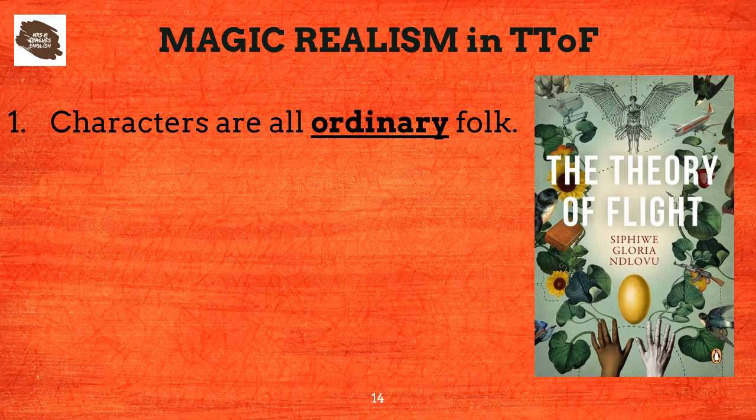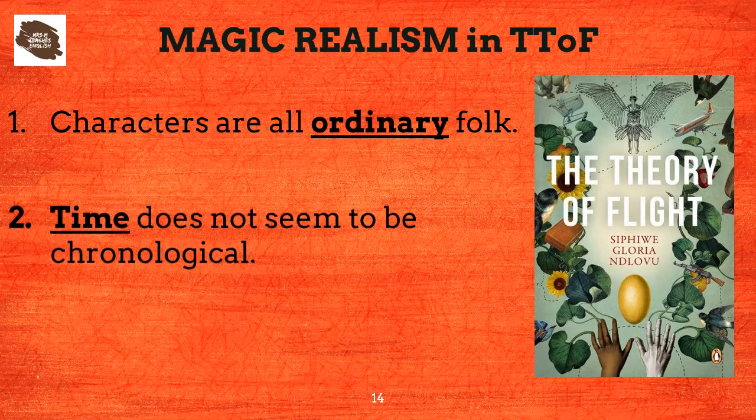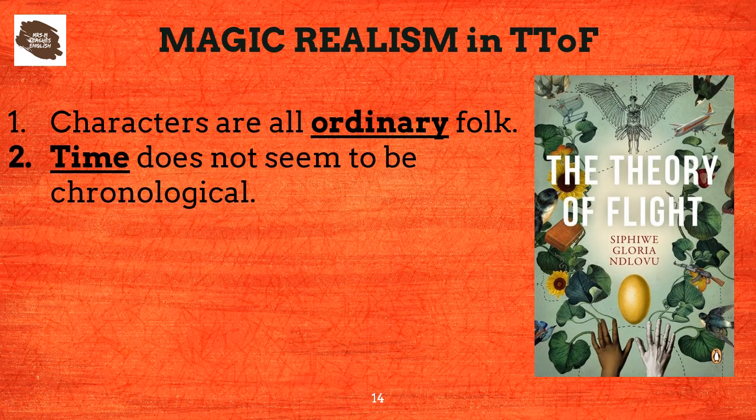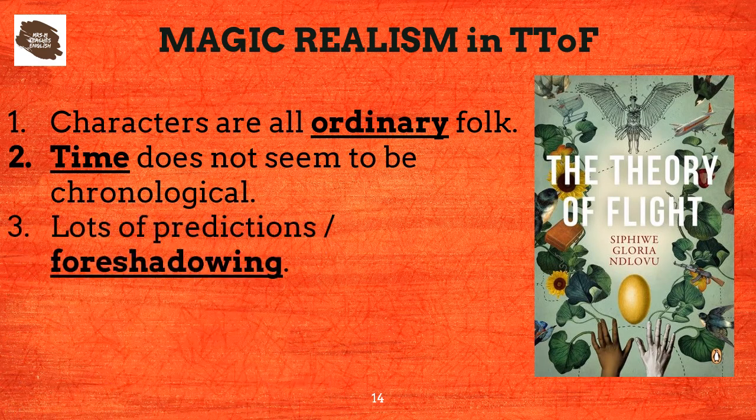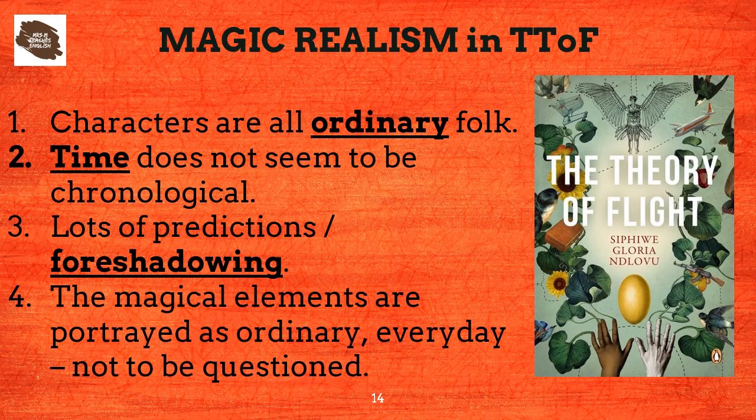So what do we see that is magically realistic in The Theory of Flight? Well, firstly, the characters are all very ordinary folk. Time does not seem to be chronological. There's a load of predictions and foreshadowing in the novel, and the magical elements are portrayed as ordinary, everyday. They're not to be questioned.